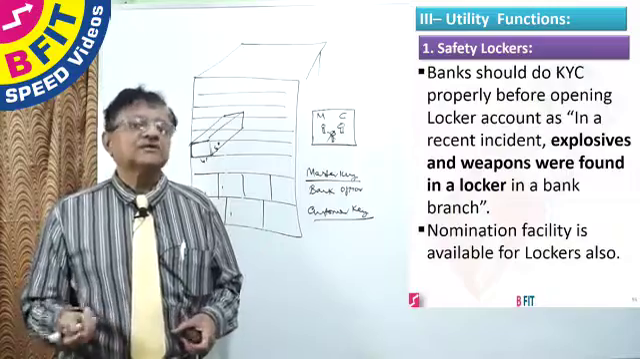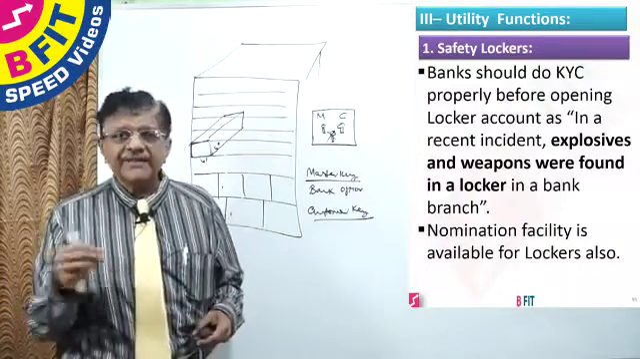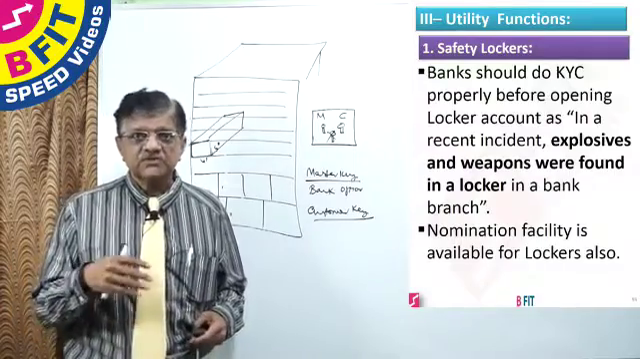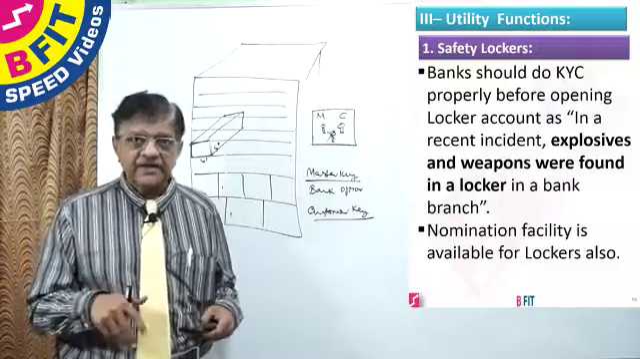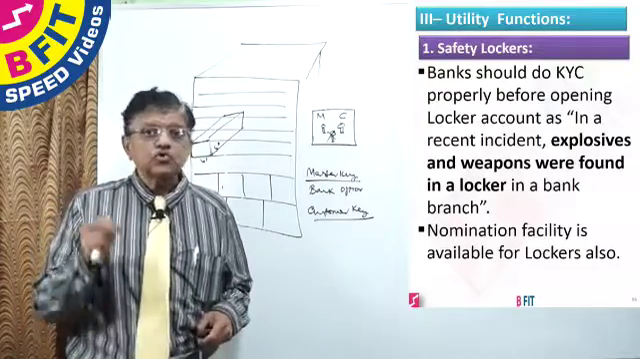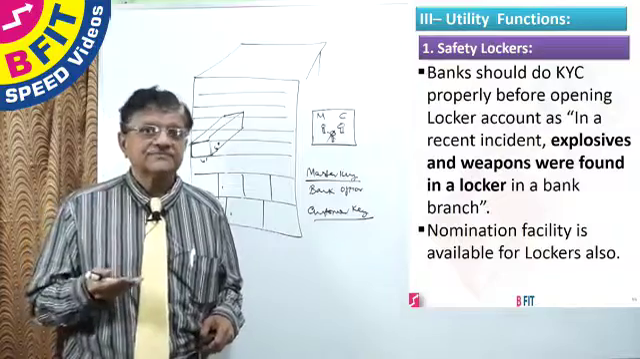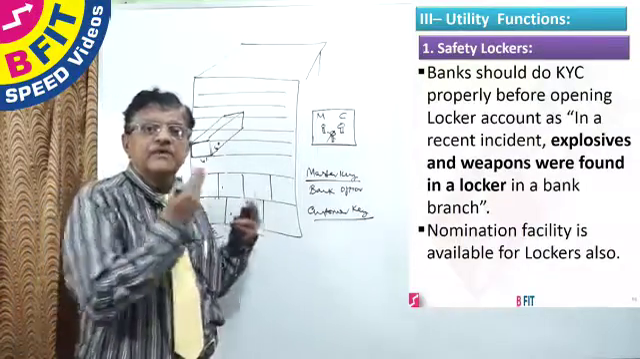And therefore, some undesirable elements have peeked in, and what they have done is they have kept explosives and weapons in some of the lockers. Some of the lockers were found to have explosives and weapons. And the Reserve Bank of India was shocked by this finding, and they have said now that you should do KYC properly for all locker units, because the problem is the bank is not a party to what is being kept inside.